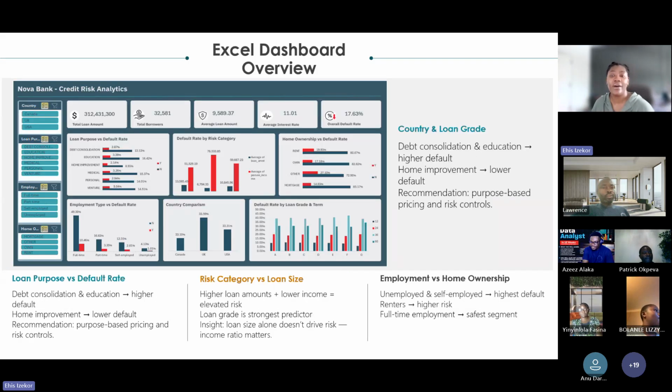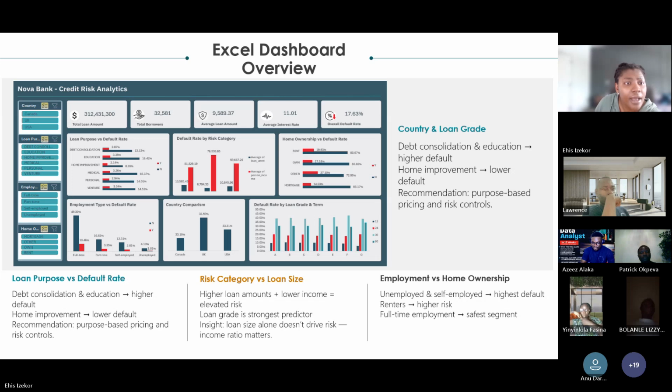And for the Excel, this is quite short. This is my Excel dashboard. It's quite interactive, but just because of this presentation, I did the screenshots. So the Excel is Nova Bank, and we're talking about borrowers and the borrowers that are most likely to default on their loans. So debt consolidation and so on.